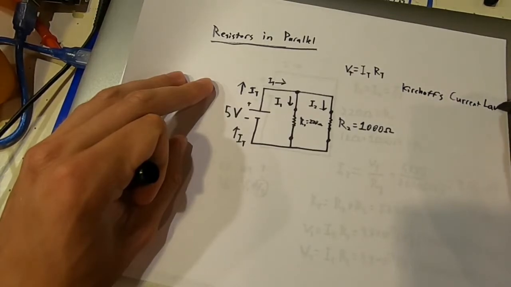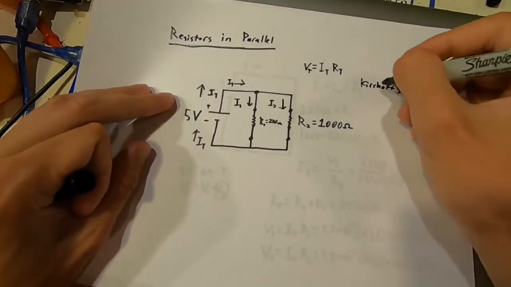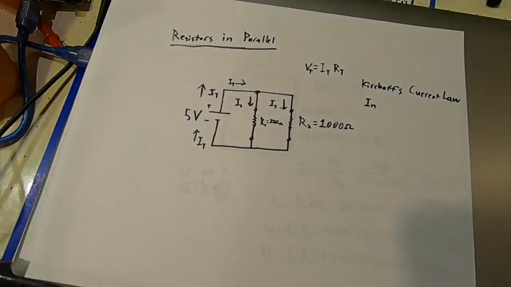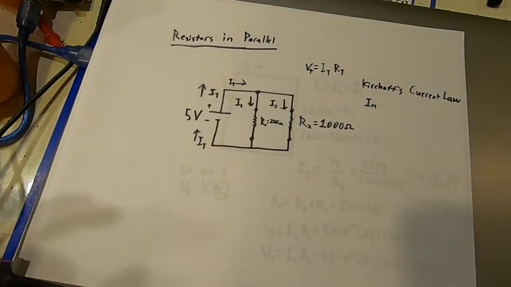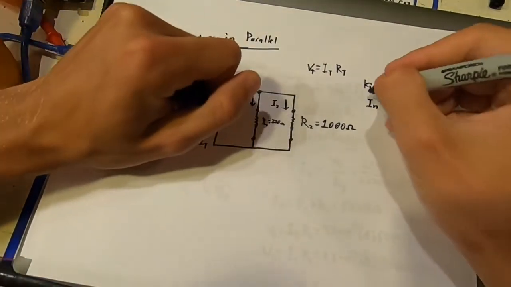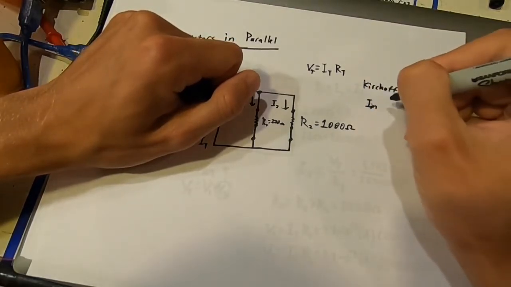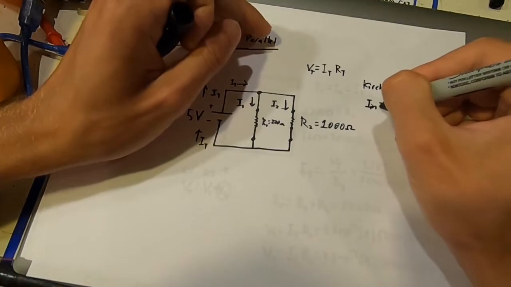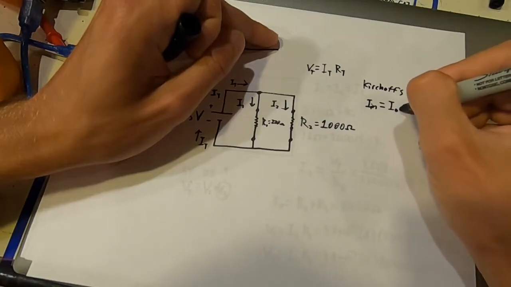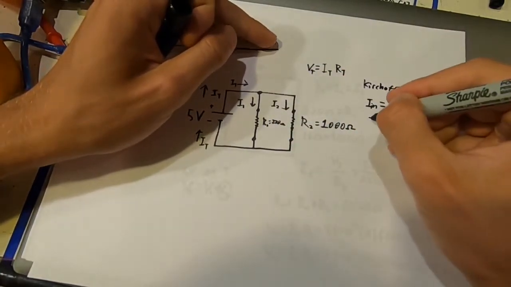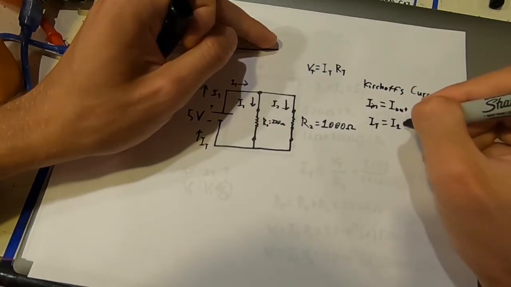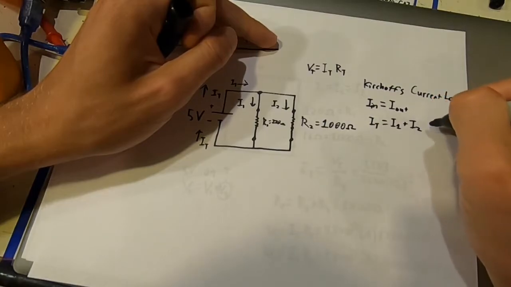So this is part of Kirchhoff's current law, which states that for any given node, and a node is just a fancy term for a place where wires are going in and wires are coming out, the current going into a node and the current coming out of that node has to be the same. So in this situation, our I total has to be equal to the sum of I1 plus I2.